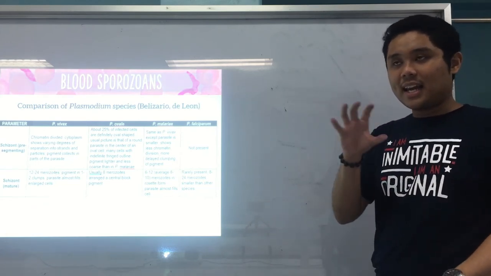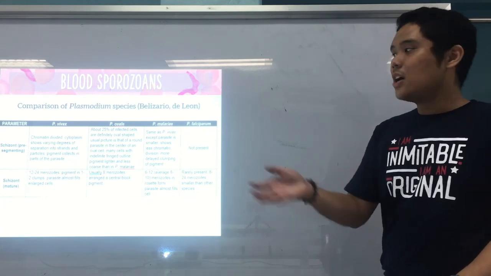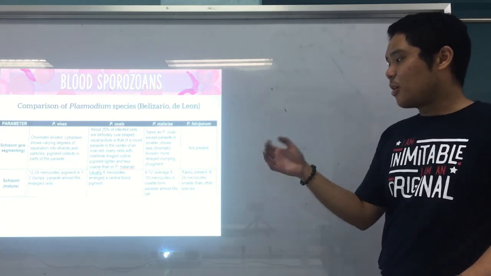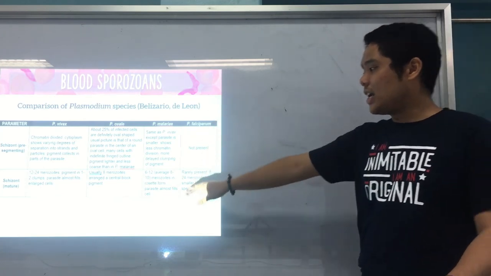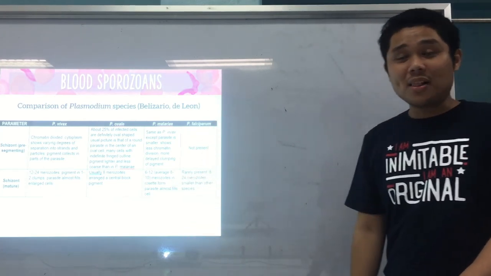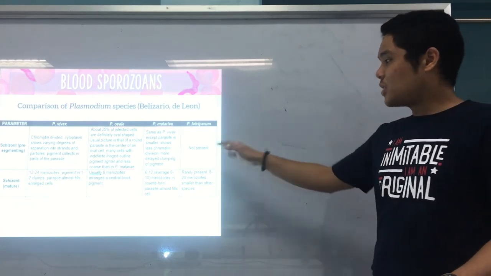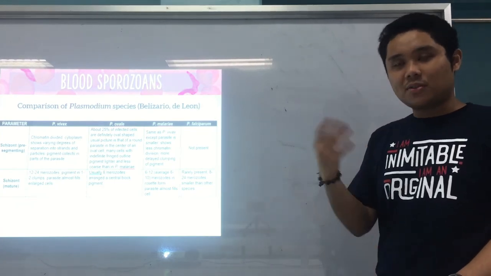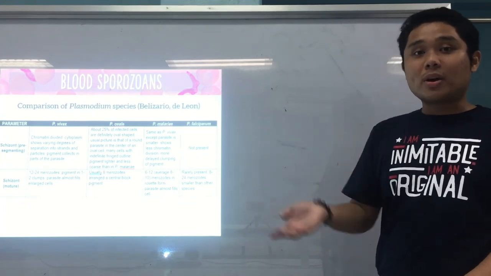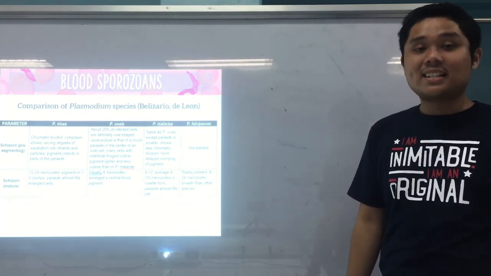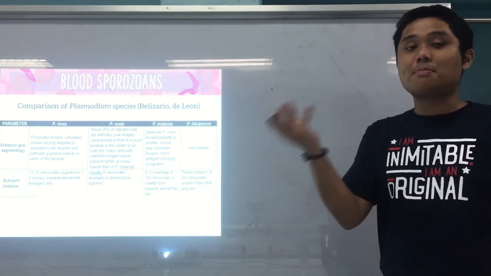And for mature schizont, within the schizont are the merozoites. Again, each species has its own number. For P. vivax, it's 12 to 24. For P. ovale, about 8, forming a central block. For P. malariae, 6 to 12, arranged in a rosette or fruit pie. And for P. falciparum, rarely present, but if present, about 8 to 24 merozoites. Okay, that's for the schizont.